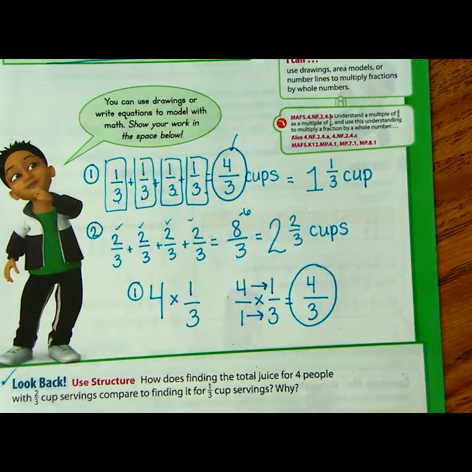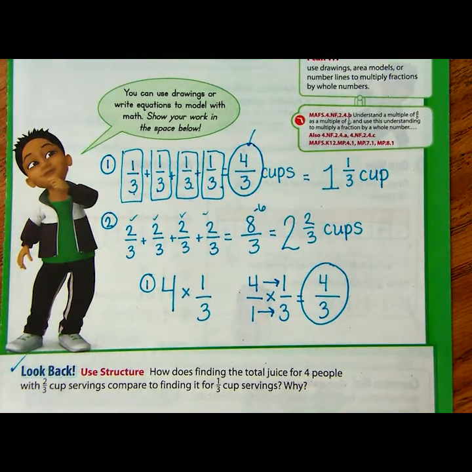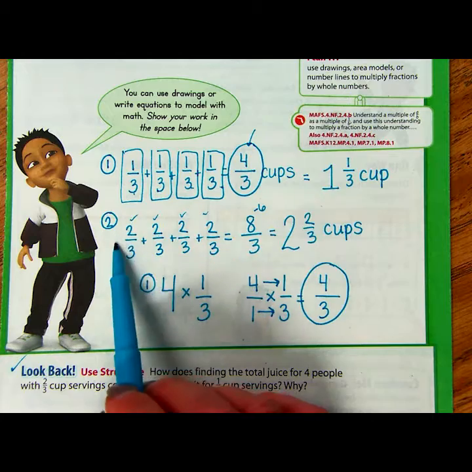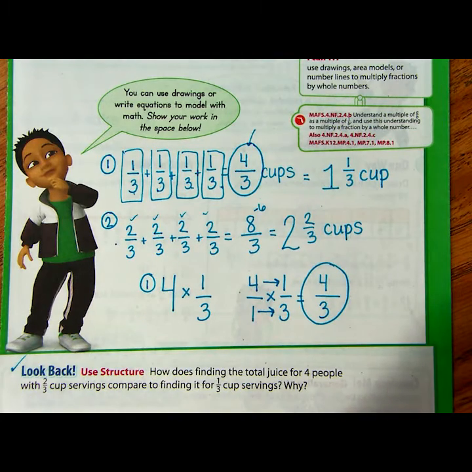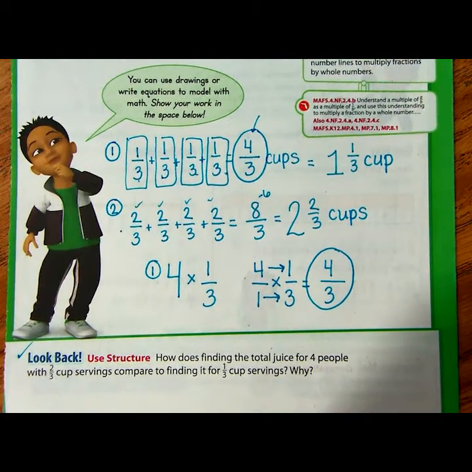So now think for a moment, how would you write a multiplication equation for question number 2? If you have someone next to you right now at home, you can turn and talk or think to yourself. I'm going to give you guys just a moment.